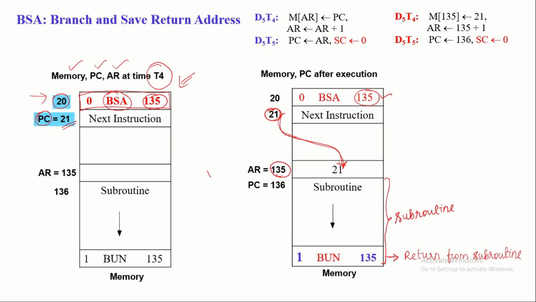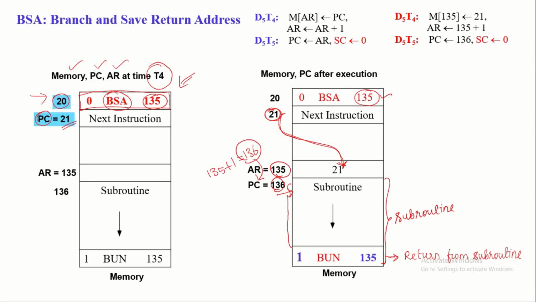So what is the content of the address register right now? 135. When it is incremented, it becomes 136. This incremented value is loaded into the program counter register. Now this 136, the incremented value of the address register, is the address of the first instruction in the subroutine. From this point onwards, the instructions in the subroutine can be executed sequentially until its return statement is executed.